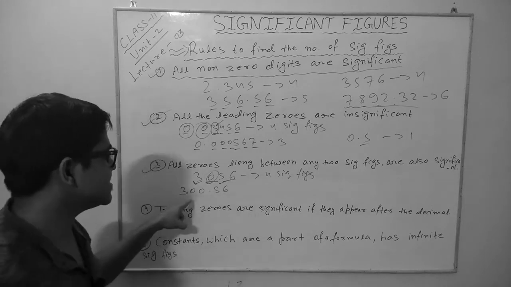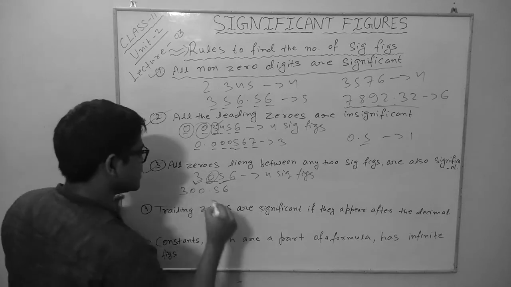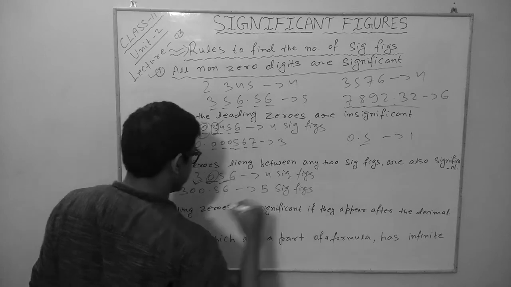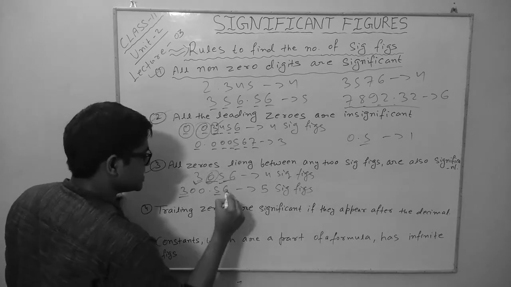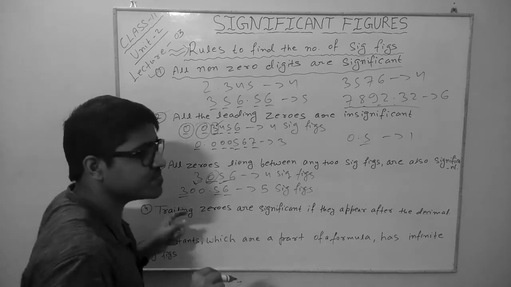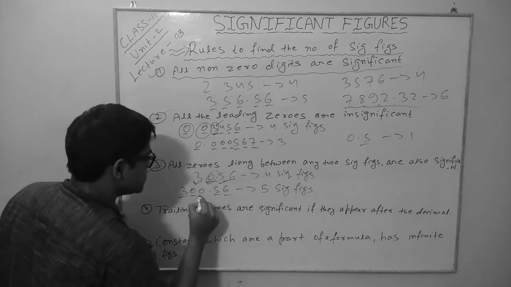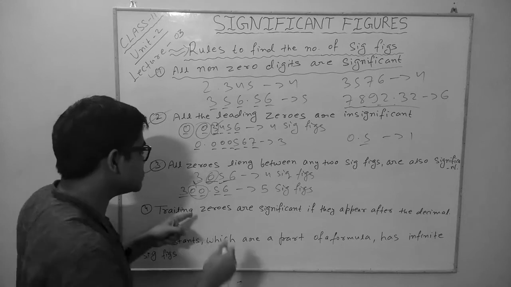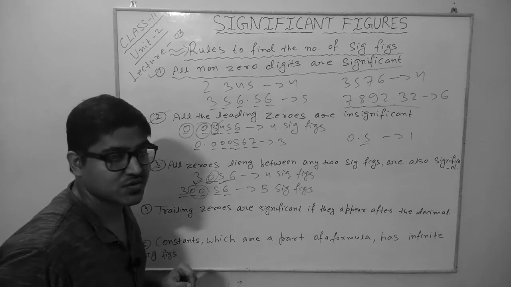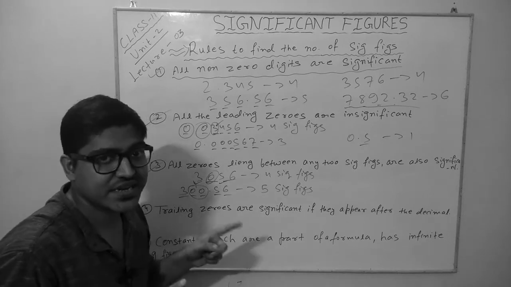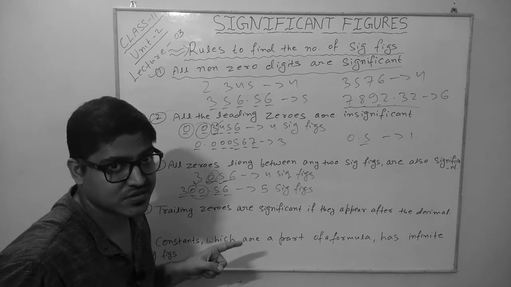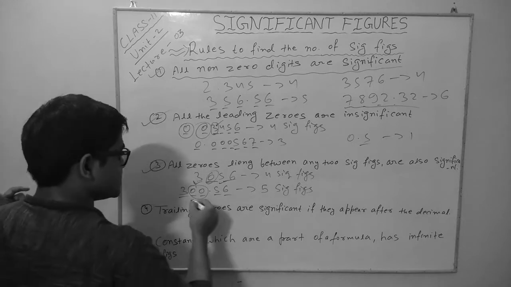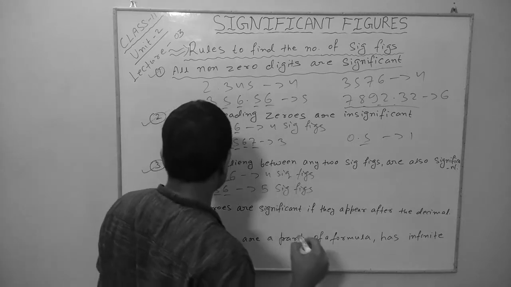300.56. This number has 1, 2, 3, 4, 5 sig figs. Why? This is significant, this is significant, this is significant, all being non-zero numbers, and these two are lying between significant numbers, so these two are also significant. These two are trapped zeros. They are lying between significant numbers. So the number of sig figs in this case is 5. Let's consider another example.